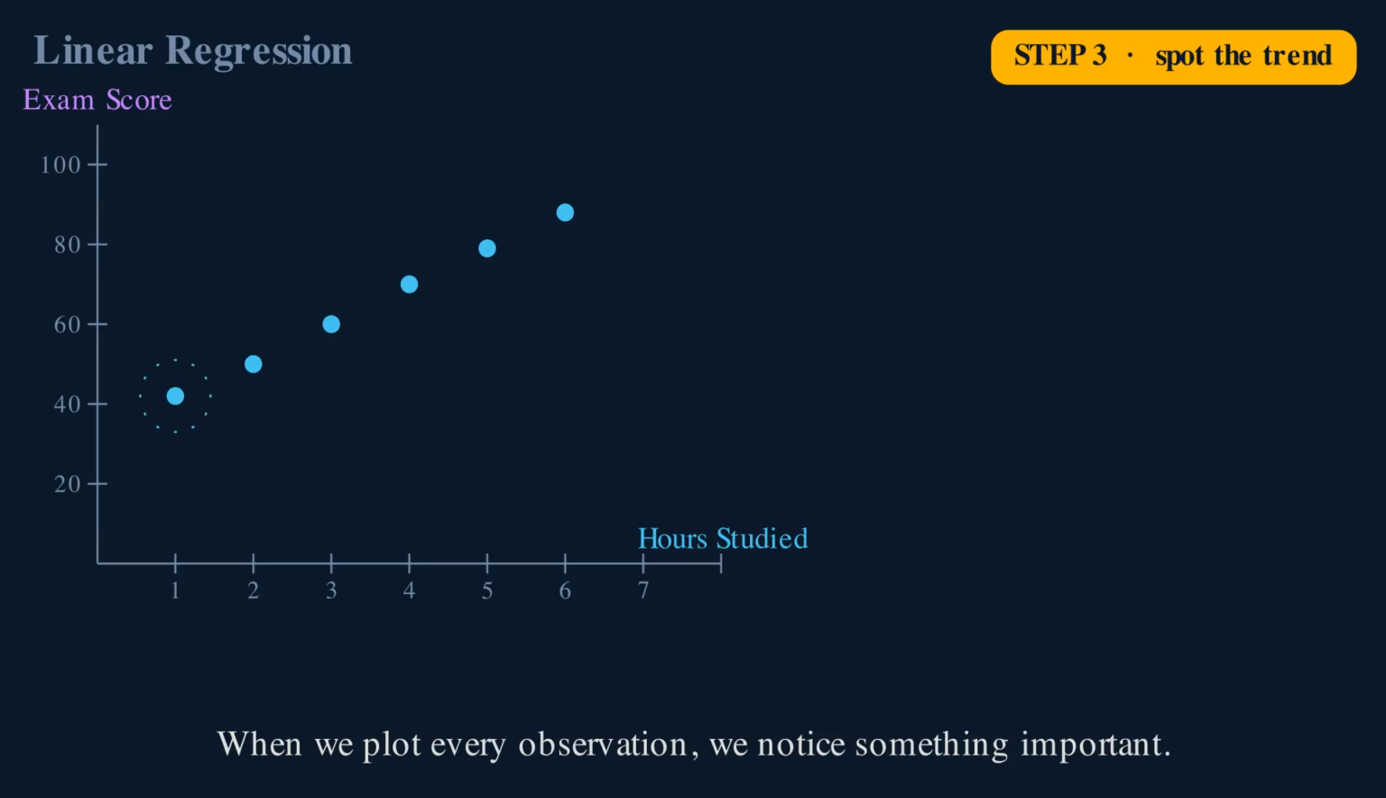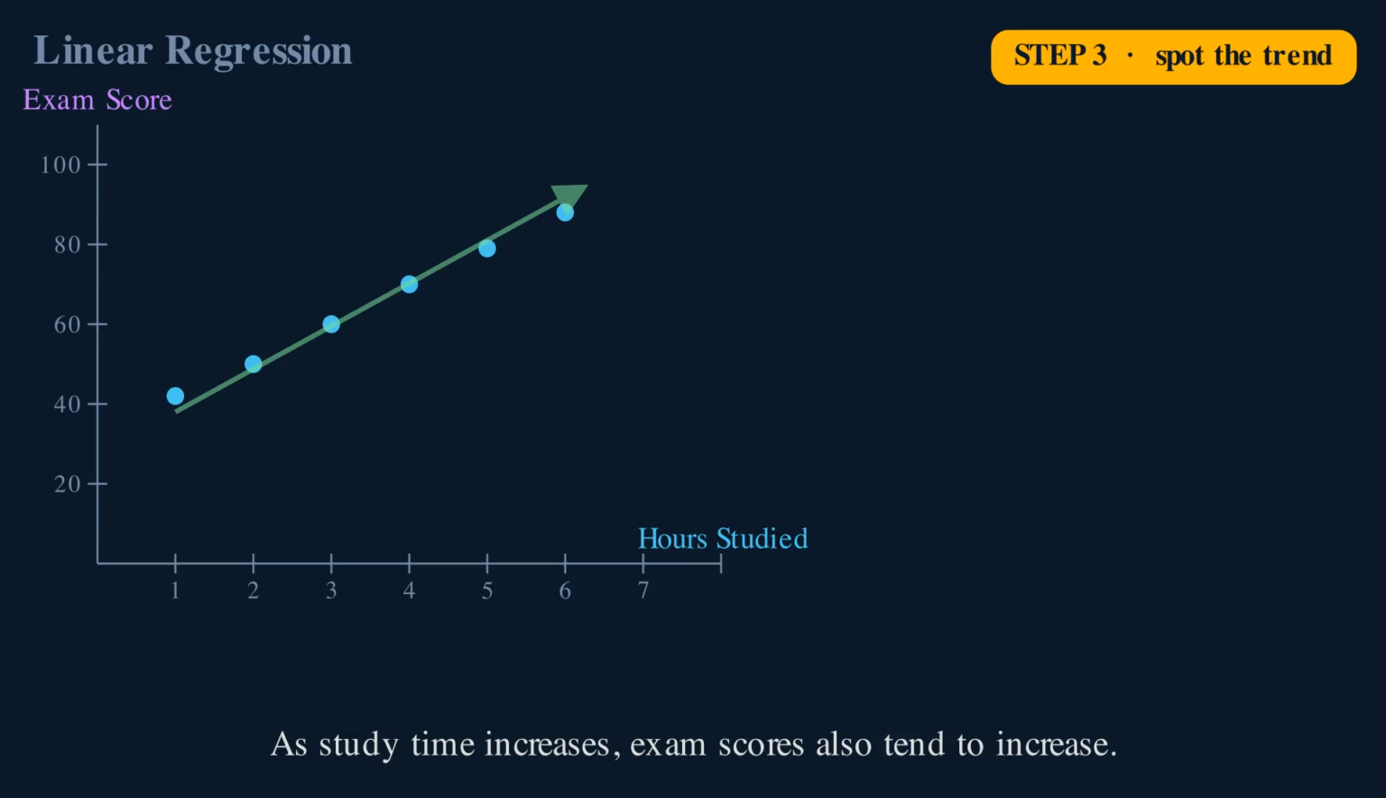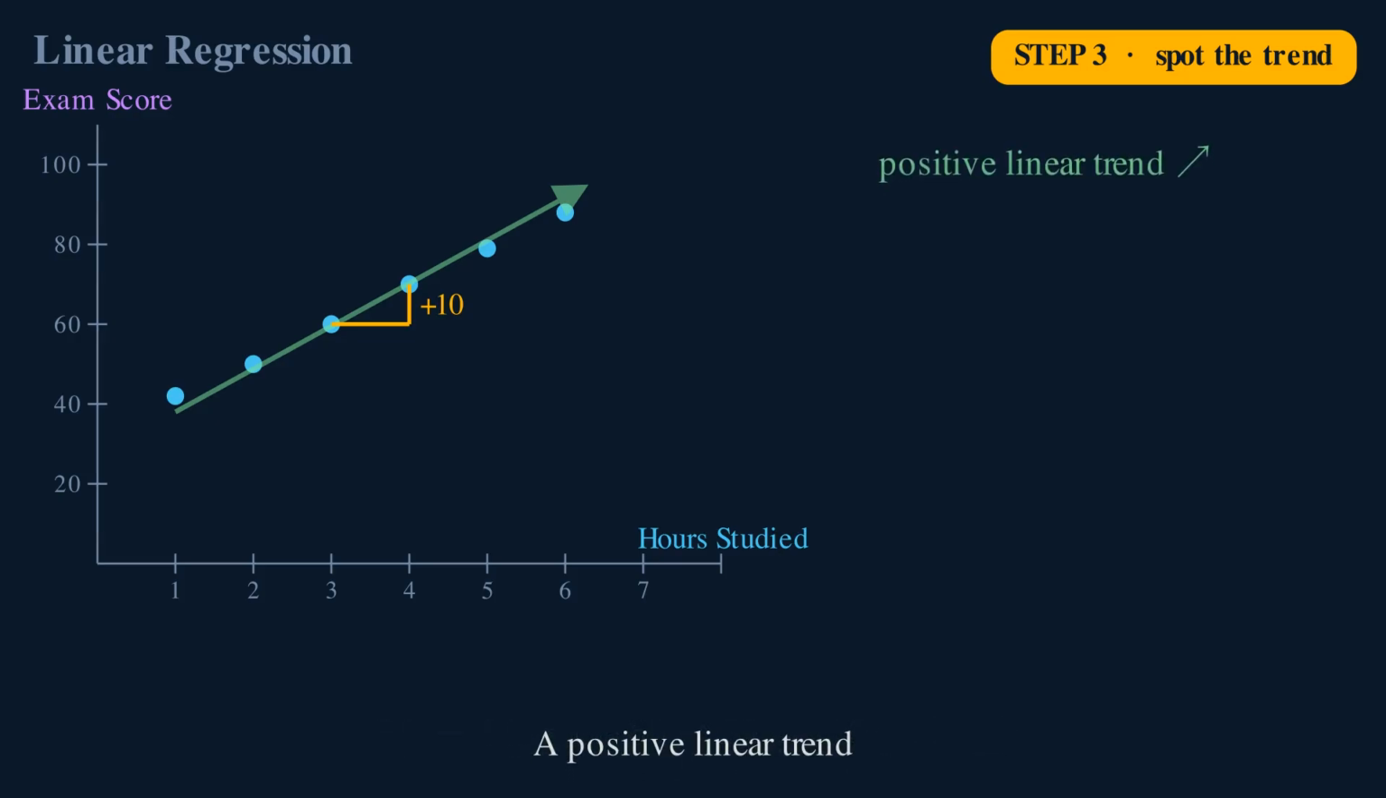When we plot every observation, we notice something important. As study time increases, exam scores also tend to increase. Moving from 3 hours to 4 raises the score from 60 to 70, roughly 10 points for every extra hour. This relationship is called a positive linear trend.